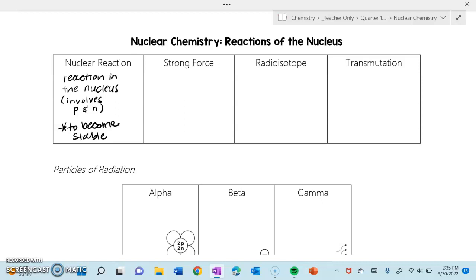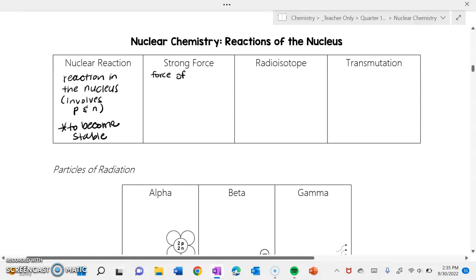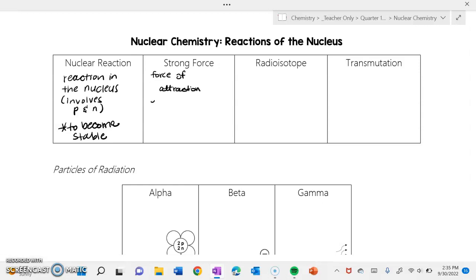Before we look at these types of reactions, first you might be wondering, okay, we've got protons, which are positive, and neutrons that don't have charge in this nucleus. What is holding them together? Because protons and protons are both positive, so they should repel one another. And you would be correct in thinking this, except there's this force called the strong force, and it is a force of attraction holding together the nucleus. So a force of attraction between protons and neutrons in the nucleus.